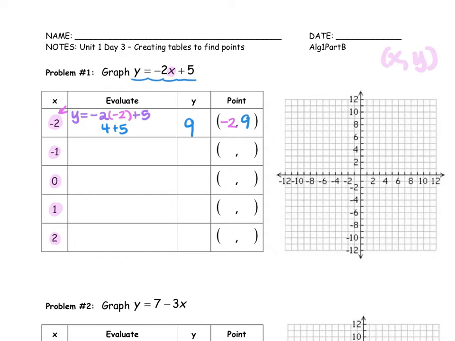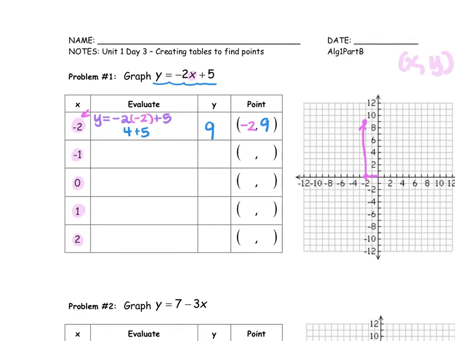So I will plot that point on the graph. Negative 2 means going to the left from the origin, and a y coordinate of 9 means go up 9. So I'll just show that. We went left 2 from the origin and up 9 from there. So this is that first point, negative 2 comma 9.